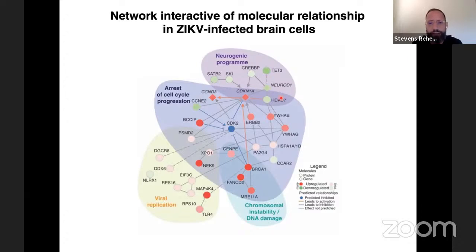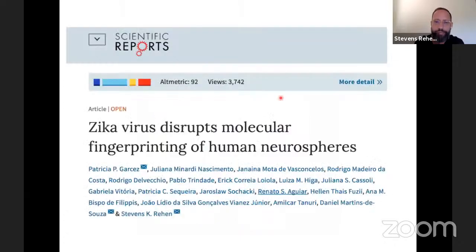So all of these proteins became very interesting for us to try to understand what would be the consequences of this network of molecular interactions. That would be important to understand why the cells die, and what would happen with different cell types in the brain. So this paper was published.